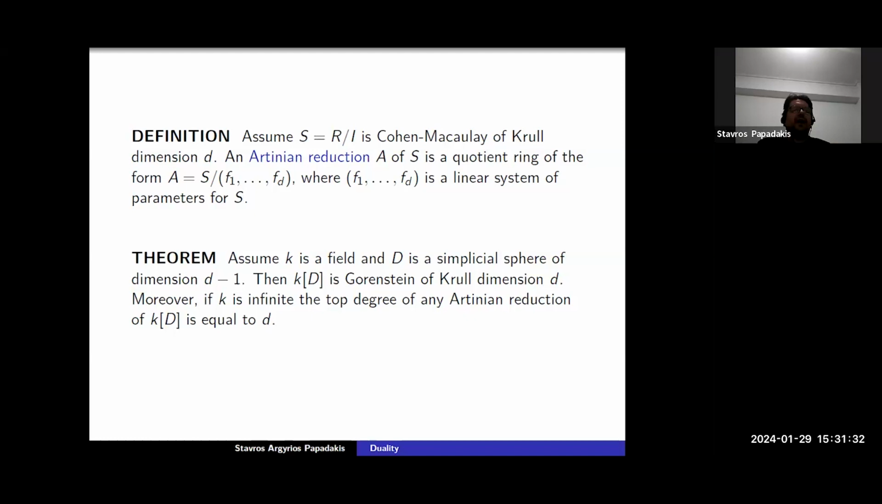Now we define formally what we mean by Artinian reduction of S. It is just the quotient of S by a linear system of parameters for S.